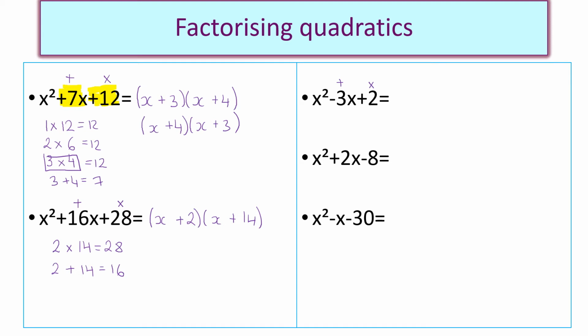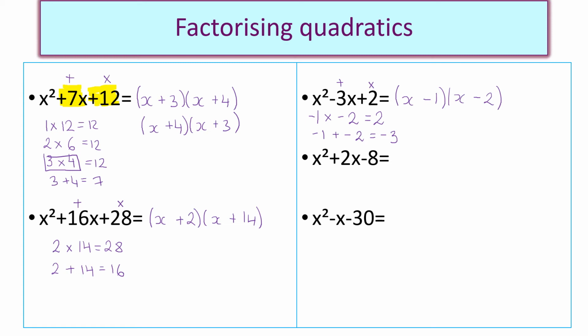So I need -1 and -2, because notice that if I multiply two negative numbers, my answer will be positive. Now when I add -1 and add -2, the answer will be -3. So I do get the answers that I need. So in my brackets, I have x -1 and x -2. Both numbers are negative, so I have minuses in both brackets.